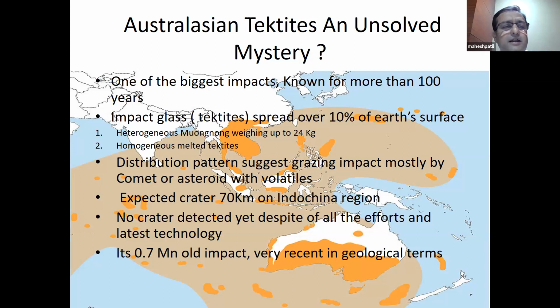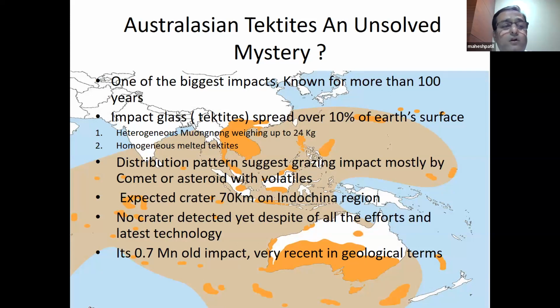Now, this is a very unique field because there are two types of tektites that you get. One is heterogeneous Muong Nong tektites, and second is homogeneous melt. So melt is what I explained to you. When the ejecta is thrown out of the atmosphere, it eventually melts down and comes back. And again, during re-entry, it burns. So it becomes a glassy material, and that's how they are homogeneous.